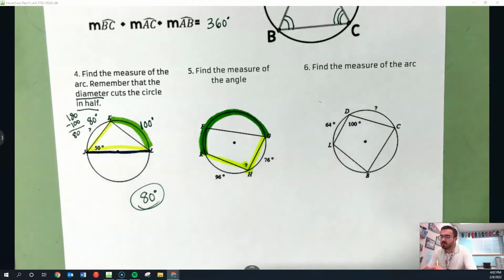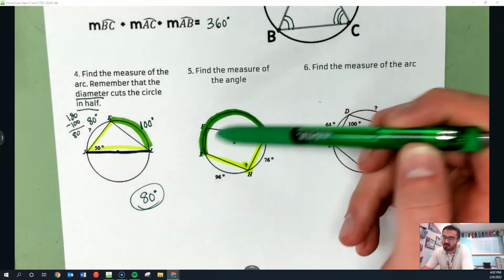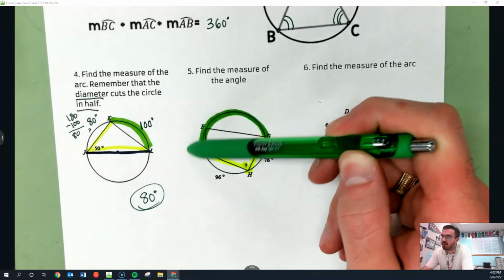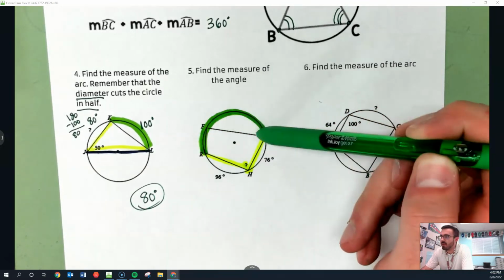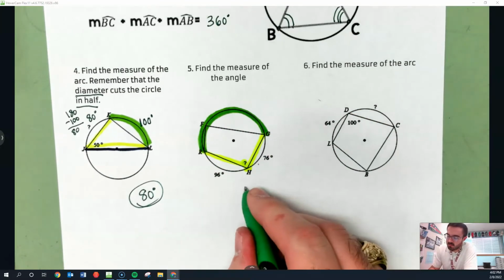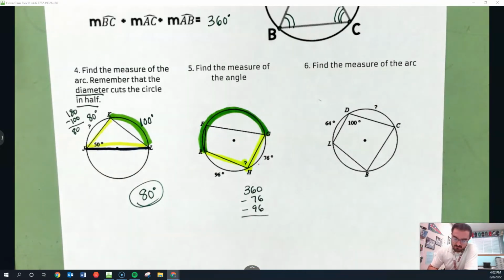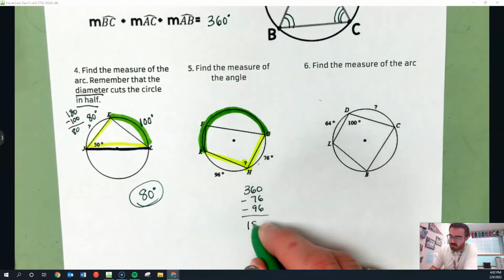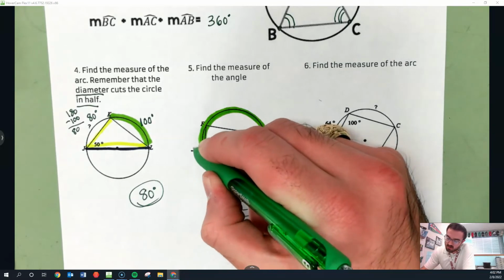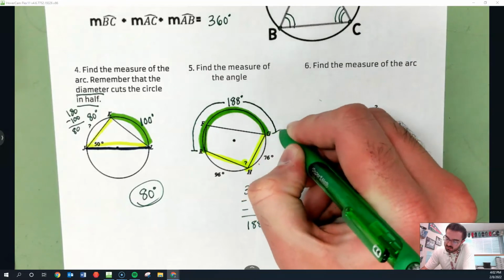Okay. So let's talk about what this entire green part would be. Forget that there's an F here. I'm talking about RG. If the entire circle is 360, this is 76, this is 96. Let's do 360 minus 76 minus 96. Let's see what we get. 360 minus 76 minus 96 is going to equal 188. So what I just found out is that R all the way to G is going to be 188 degrees.